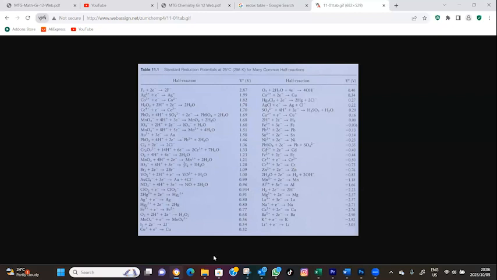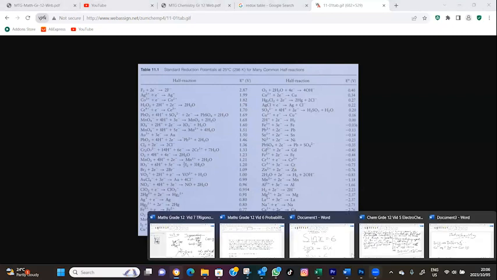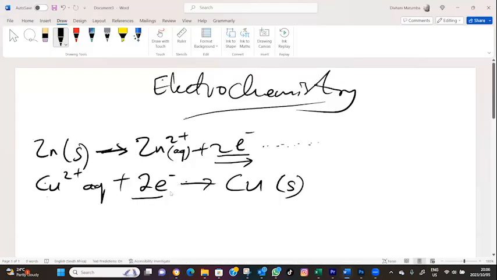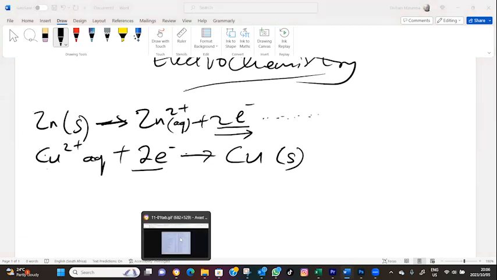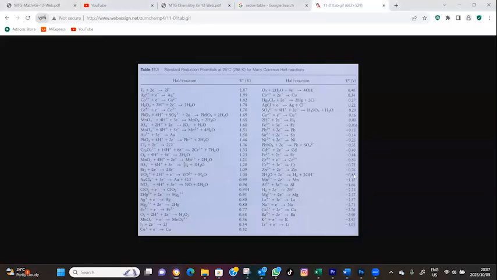All right. Now let us go back to where we were. Zinc is most likely going to release electrons because of its strength. If you check from the table, it has a negative value, meaning the reaction will take place in the opposite direction. So zinc will lose 2 electrons, as you can see.